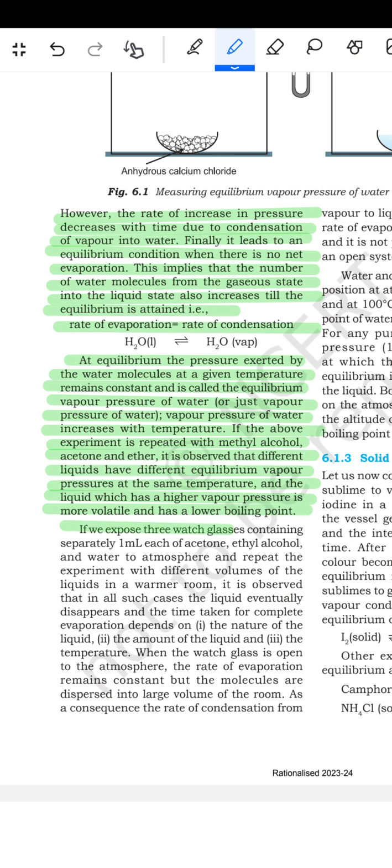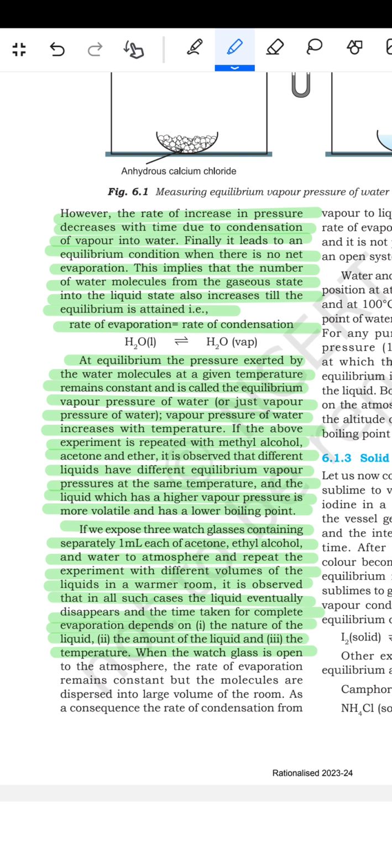It says that if we expose three watch glasses containing separately 1 ml each of acetone, ethyl alcohol and water to the atmosphere and repeat the experiment with different volumes of the liquids in a warmer room, it is observed that in all such cases the liquid eventually disappears and the time taken for complete evaporation depends upon the nature of the liquid, the amount of the liquid and the temperature.